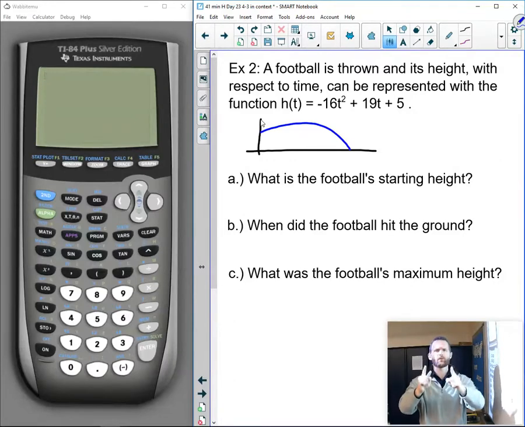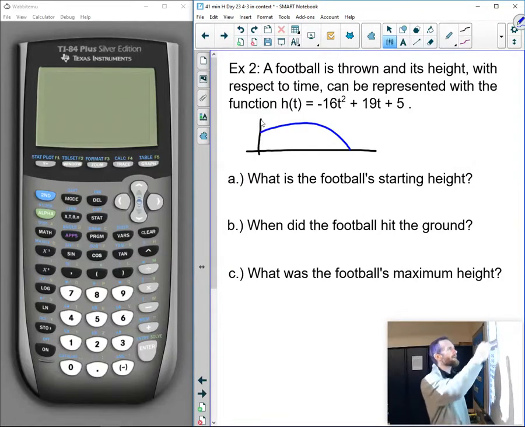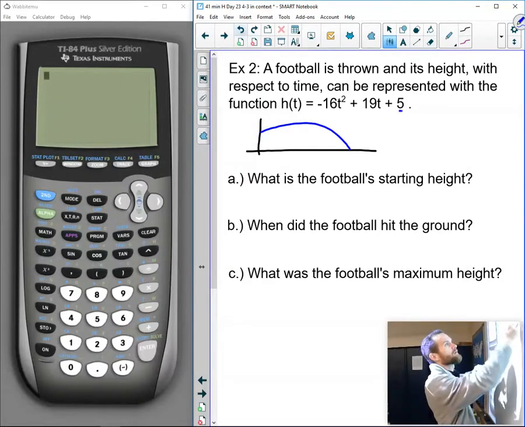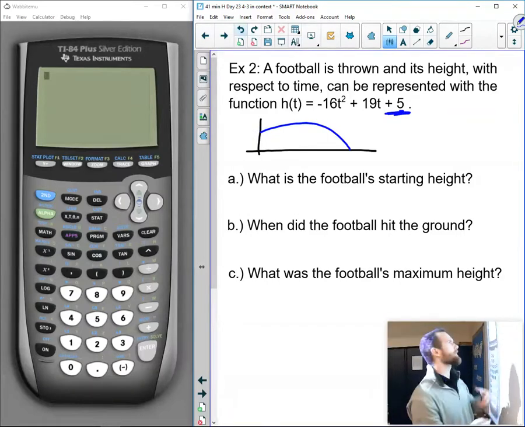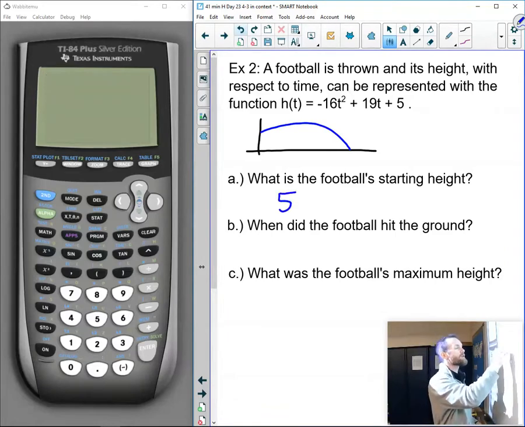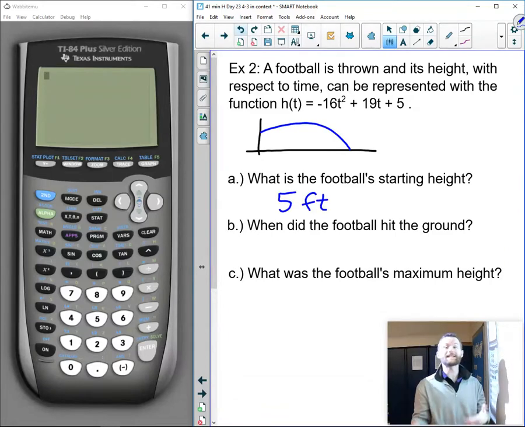If you really understand what we're doing here, you don't have to use a graphing calculator. You don't have to do it by hand. You should just be able to see the answer. Because remember, the starting height is always the y-intercept. And the y-intercept, if you look, is our c value. It's 5.